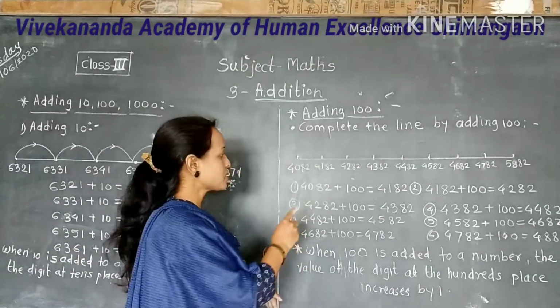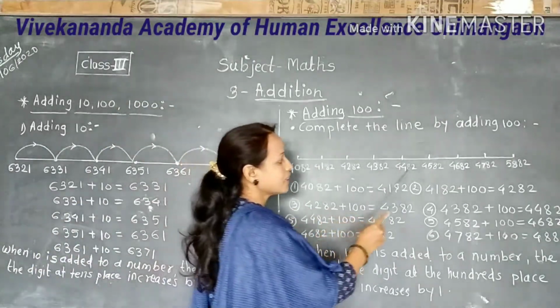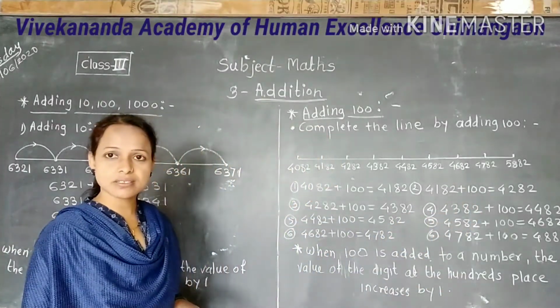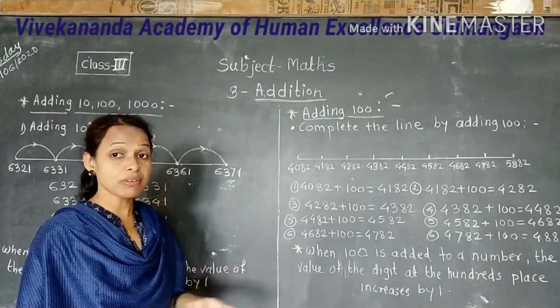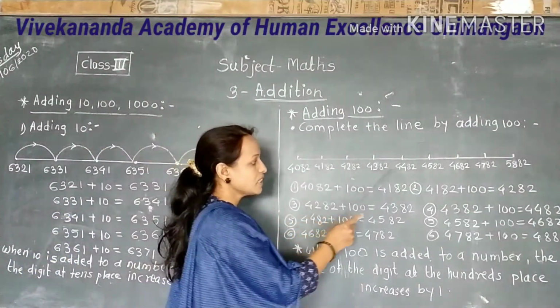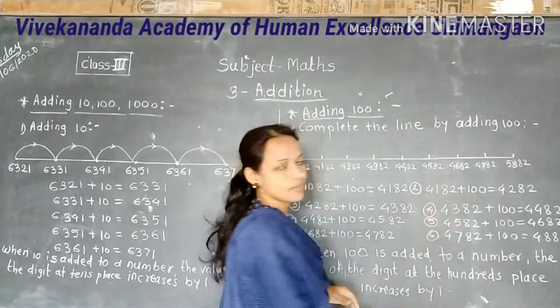Digit at tens place: 8, 8, 8, 8, 8, 8, 8, 8. Does the digit at tens place change? No. Now we will check the digit at 100 place: 0, 1, 2, 3, 4, 5, 6, 7, 8.